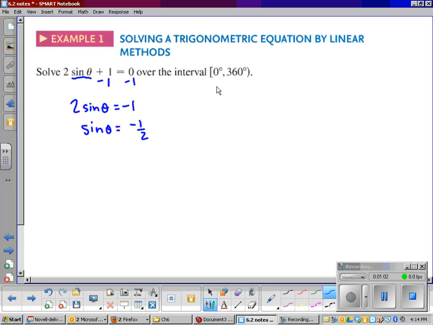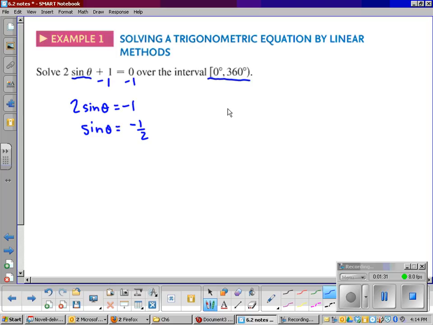So I need to use that inverse idea for sine and find the answers to this. My answers need to be between 0 and 360 degrees. There are an infinite number of angles for sine that have a value of negative 1/2. But we only want the ones that are between 0 and 360, because all of the other angles are going to be coterminal to the angles that we find in this first revolution of the circle.